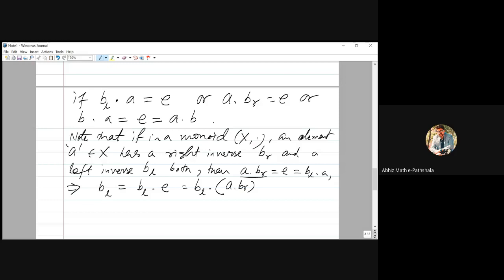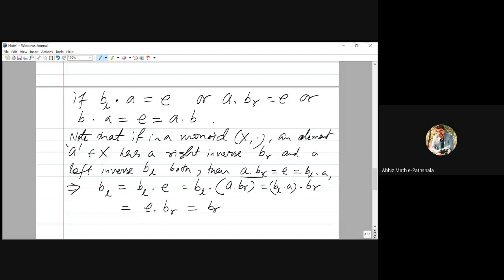Now you can apply the property of associativity of dot. So this will be BL dot A dot BR, and then BL dot A will be E. So it is E dot BR, and this is going to be BR. Fine. So you see why associativity is important here, because whenever an element has both a right inverse and a left inverse, then the left inverse coincides with the right inverse.